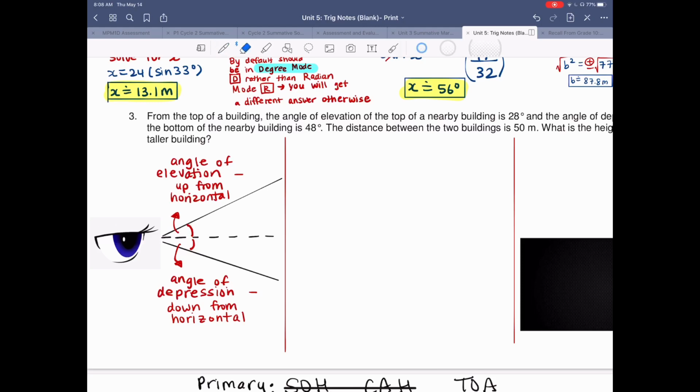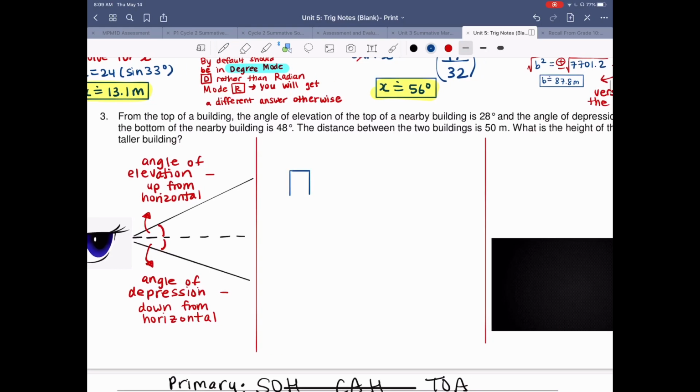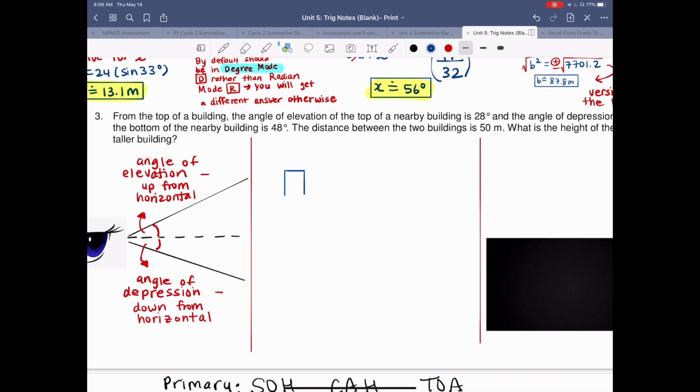Now I can actually go to the question. At first, I'm going to start by drawing a building, and then from the top of the building, the angle of elevation of the top of a nearby building is 28 degrees. What that means is I'm basically staring up at another building. And so this is how I'm going to draw the diagram.